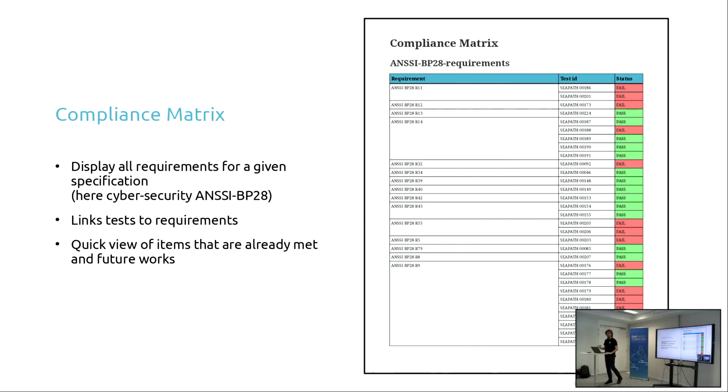Then we have compliance matrices for a given specification. I spoke about the ANSSI BP28 for cybersecurity earlier. They have many requirements, 80 requirements, I think. And we have tests for each requirement. Some are very simple. On the right, you can see that some are just one test, and others are really complex and have 10 to 20 tests. And so by building this type of compliance matrix, we can see very quickly which requirements are okay and which requirements should be future work.